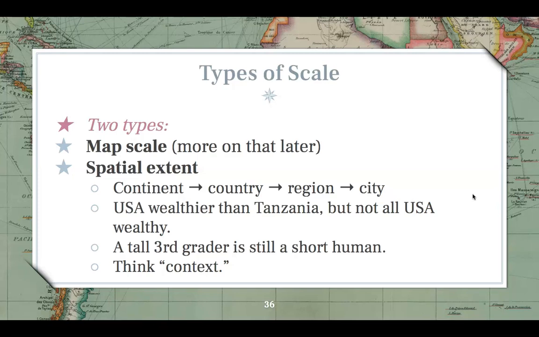My favorite example to help you understand this is, let's pretend you had a kid in your third grade class who was 5'4". Now, this student is very tall for a third grader, not just in that class, but any third grade class. But compared to all of humanity, that third grader is still a short human being. So this is all about the idea of context when we talk about spatial extent. What exactly are we looking at in regards to an issue?